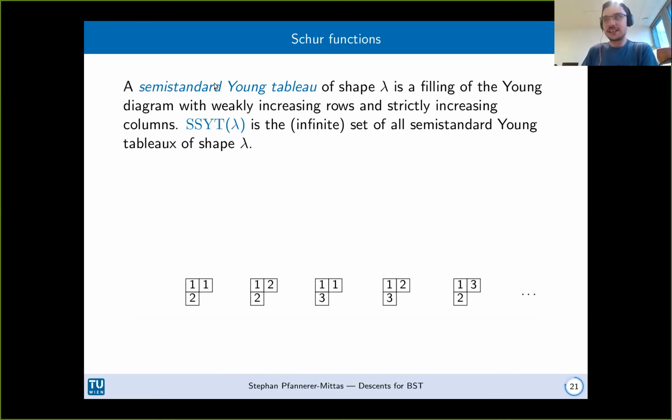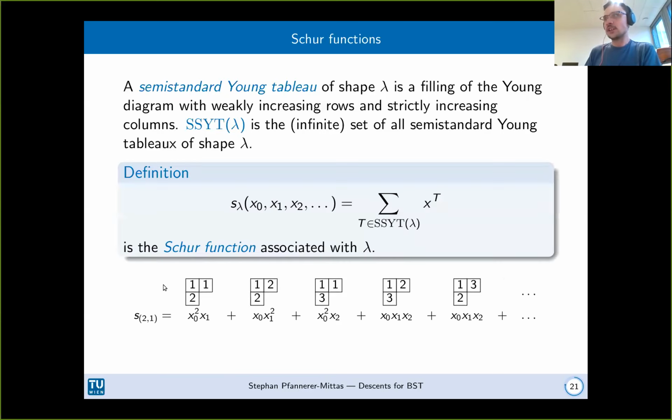For this, I need to define semi-standard Young tableaux. They're quite similar to standard Young tableaux, but this time in the rows, the values don't need to be strictly increasing, but only weakly increasing, giving a major difference because now there are infinitely many of those. Here are just some of them, and using the semi-standard Young tableaux, one can define the Schur function simply as the generating function of all the semi-standard Young tableaux, where this power I will explain best in this example.